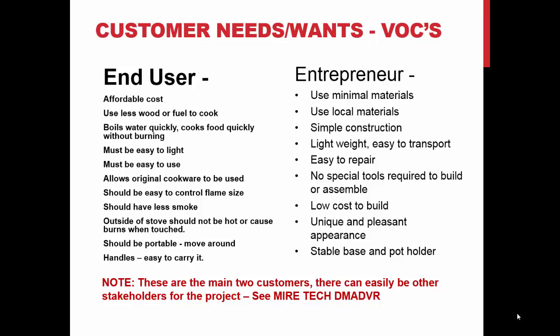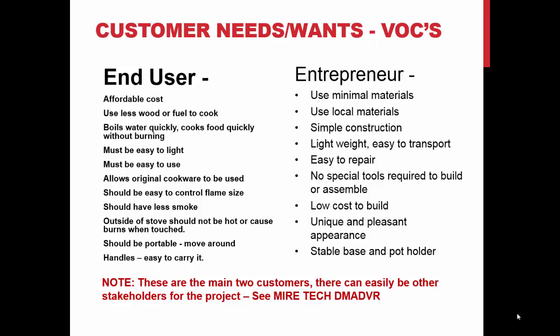In order to get it to the market, they desire to have it to be lightweight and easy to transport, easy to repair, no special tools required to build or assemble, also be low cost to build. Also, to help it be easy to sell, they'd like it to be unique and have a pleasant appearance. And lastly, to be stable and to have a position or features for holding a pot. Note that these are the two main customers, but there easily could be other stakeholders in the project.